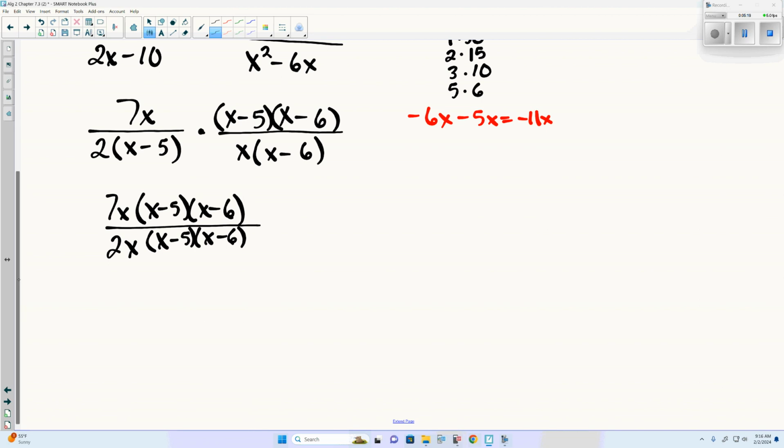Now we're going to look at what's in common on top and bottom. Well, x minus 5 and x minus 5. x minus 6 and x minus 6, anything else.